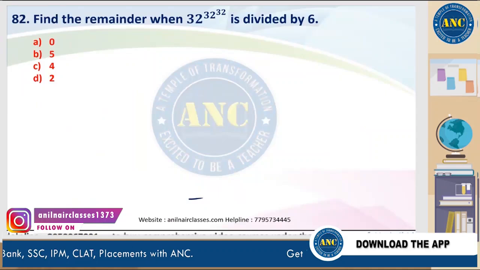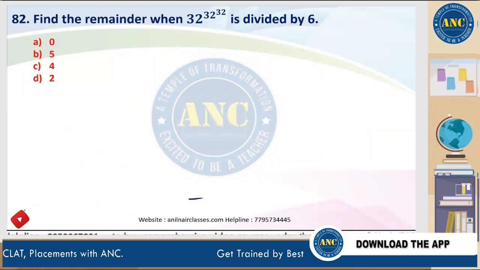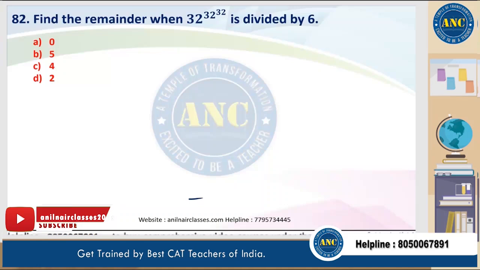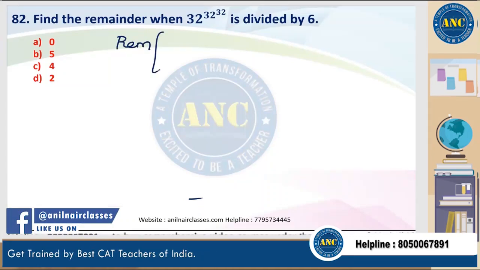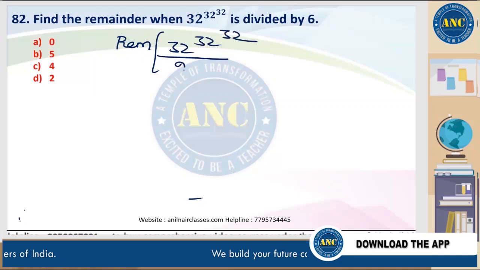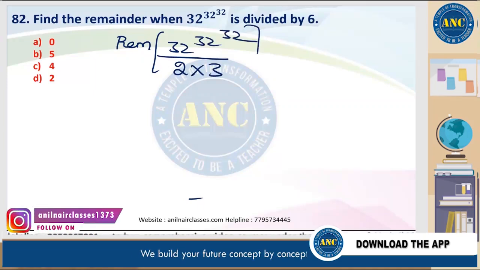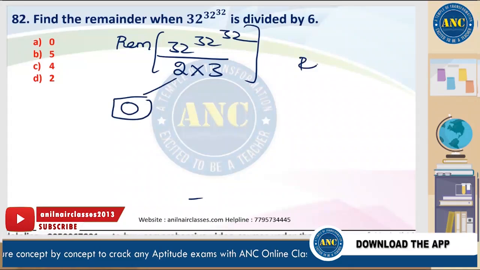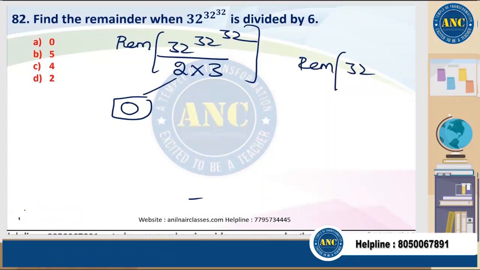Now find the remainder when 32 power 32 power 32 is divided by 6. 6 is nothing but 2 into 3. 32 is divisible by 2. So remainder 0.